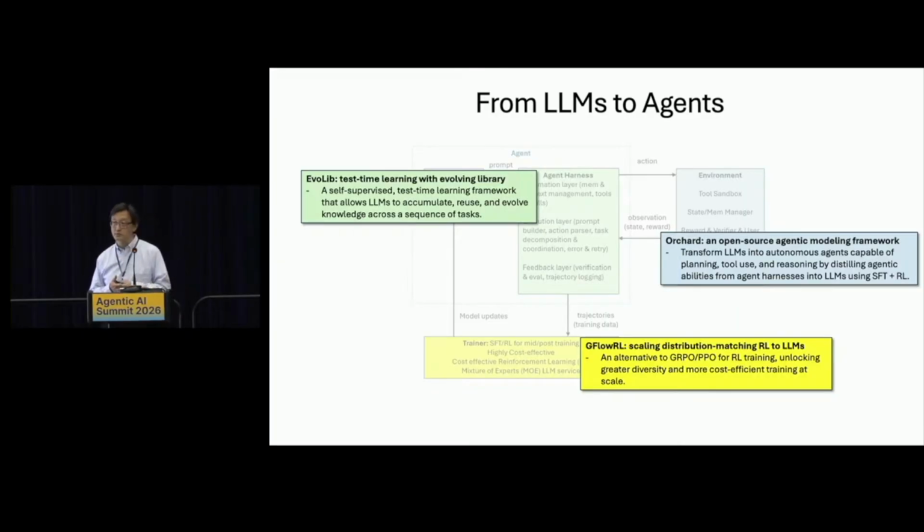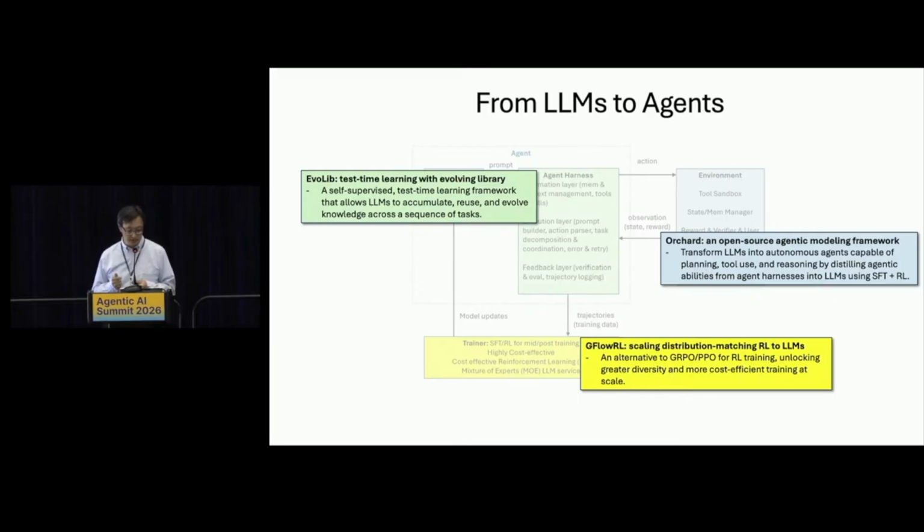In what follows, I will present for each group an ongoing research project we recently released to the public, or we're about to release. On the environment side, I will present Orchard, which is an open source agentic modeling framework for research. As for agent harness, I will describe a new test time learning framework called EvolveLab, which allows large language models to accumulate, reuse, and evolve knowledge across a sequence of tasks.